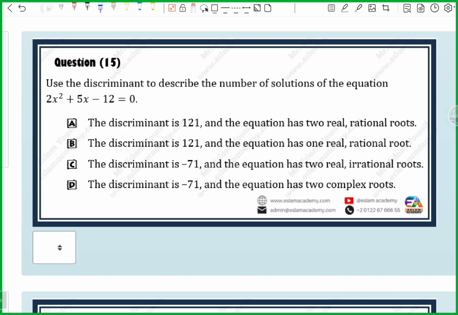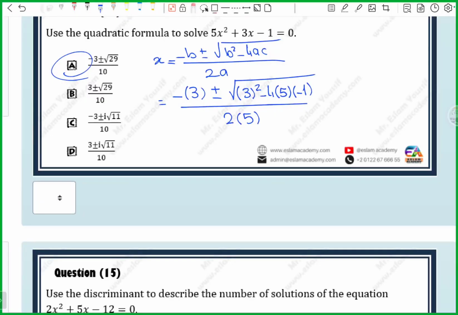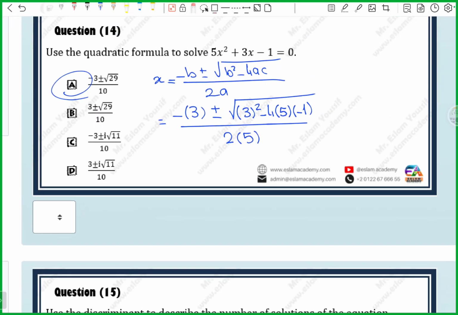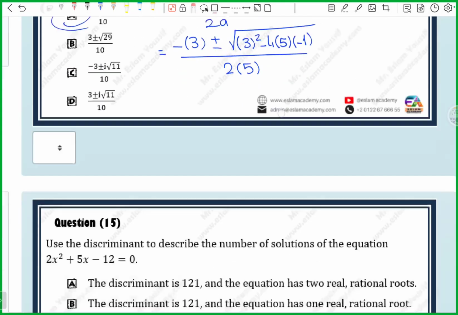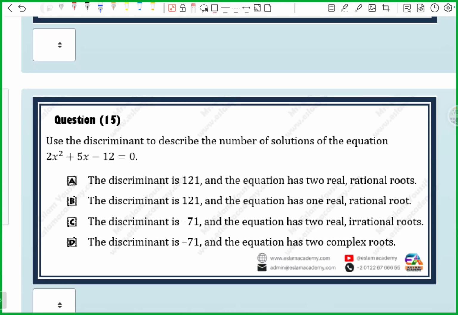Wait, can you explain this? Discriminant. What is the meaning of the discriminant? Can you see the expression under the square root? This one? Yes. That's it, the discriminant. So the discriminant, which is b squared minus 4ac. That is the meaning of the discriminant.